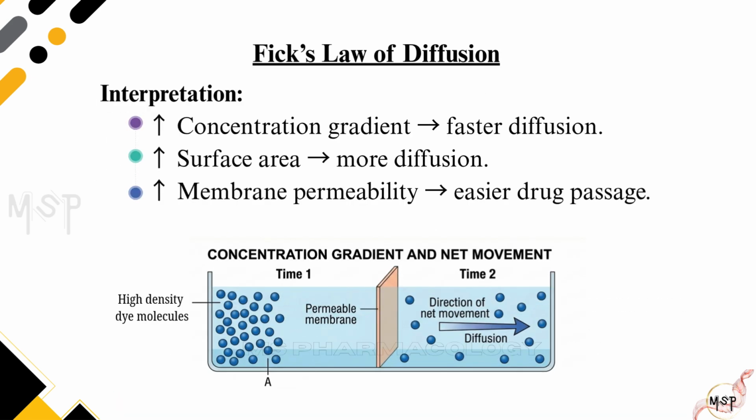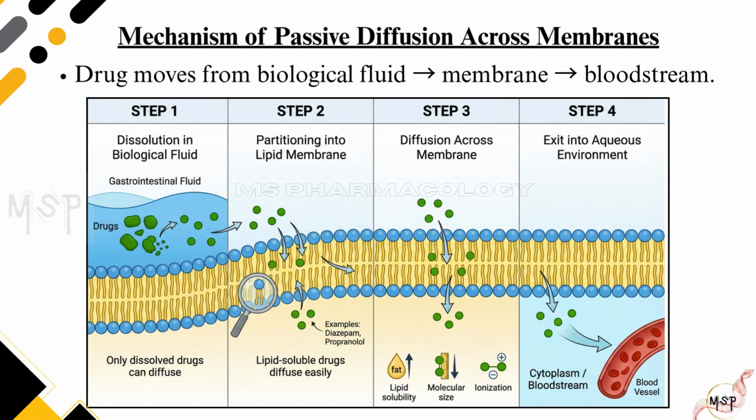Put simply, diffusion speeds up when the concentration gradient is steeper, the surface area is larger, or the membrane is more permeable. Tweak any one of these, and you change how fast the drug is absorbed. Now let's trace the actual journey of a drug through passive diffusion.